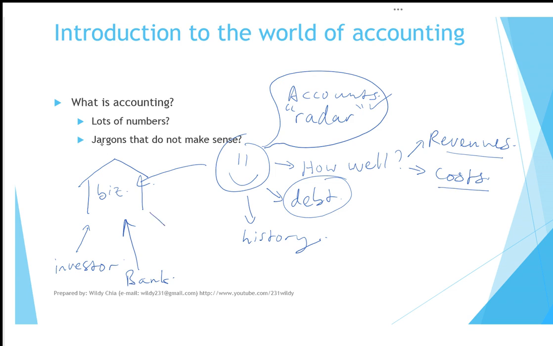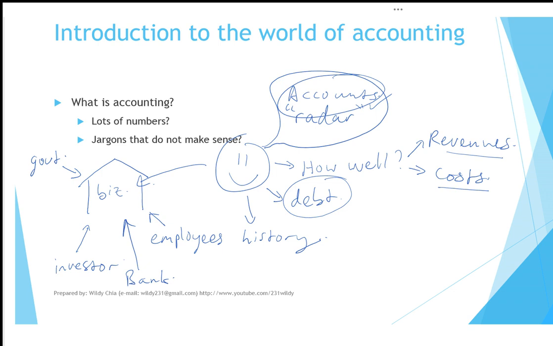How about people such as employees? If employees need to bargain or to maybe fight for better work conditions, accounts also give them information as a good basis to bargain with business owners. How about the government? How would the government know how much tax the business should pay? Well, same thing. The government will go back to look at the accounting data of the business.